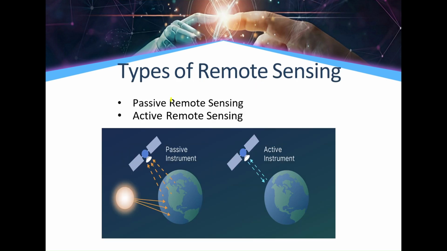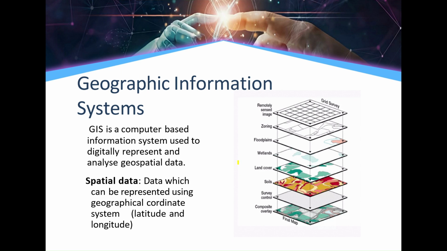How many types of remote sensing are there? There are two types, passive and active. As you can see here, there is a passive instrument, and in this active instrument there is almost direct visualization and monitoring. Now comes the geographic information system, that is GIS.